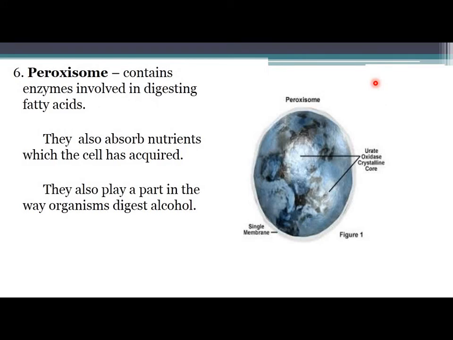Next, meron tayong tinatawag na peroxisomes. Pag sinabi nating peroxisomes, it contains enzymes involved in digesting fatty acid. Ibig sabihin, nga no, ito ay merong enzyme, itong peroxisomes na to, na nagdadigest ng mga pumapasok na mga materials sa isang cell. Now, they also absorb nutrients which the cell has acquired, and they also play a part in the way organisms digest alcohol, no? Kumbaga sa tao, ang peroxisome ang digestive system, no?